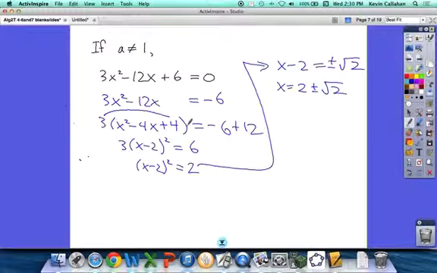3 times 4 is 12. We added a 4 there, did we? So we have to balance it by adding the same thing to the other side. That 4 is being multiplied by a 3. Okay?